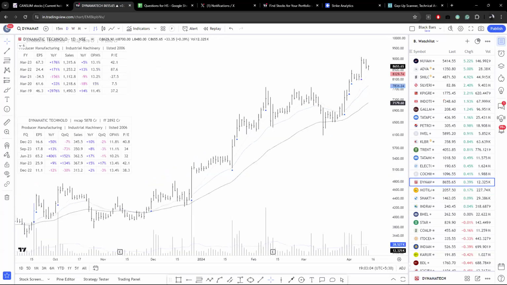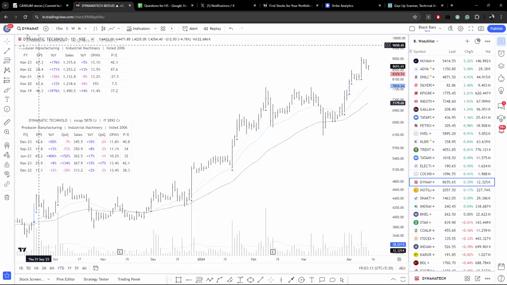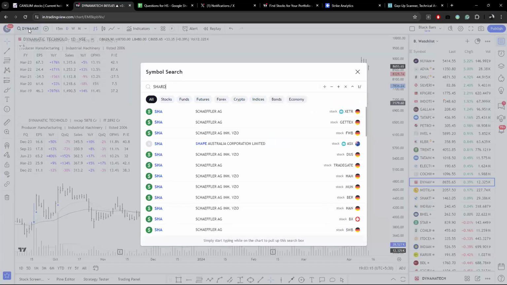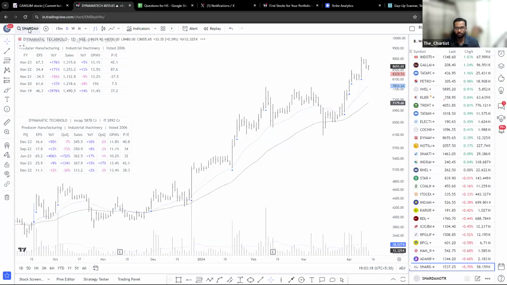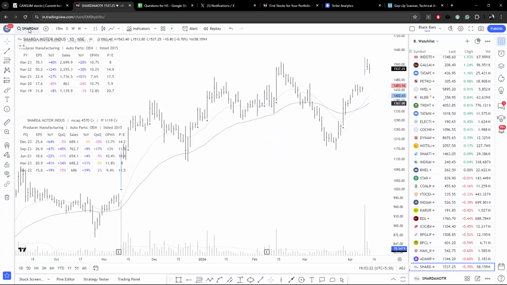Yeah, hi sir. Good evening. Who is asking? Yes, sir. Anudeep. Sir, if you look at Sharda Motors, it had gapped up recently. So as we know, these gaps are powerful, as you mentioned multiple times. Can we take entry now? Because after the gap up, it hasn't moved much below that gap up price.